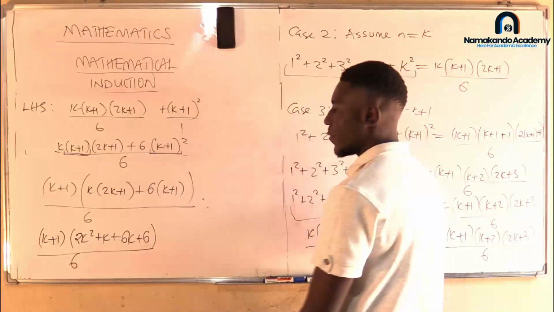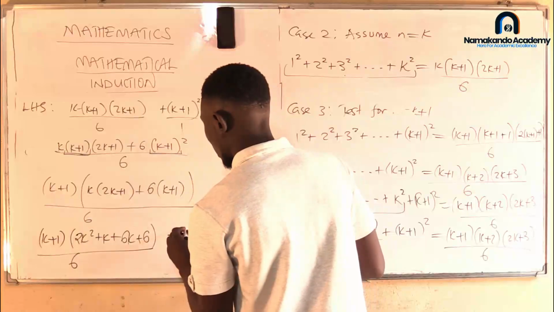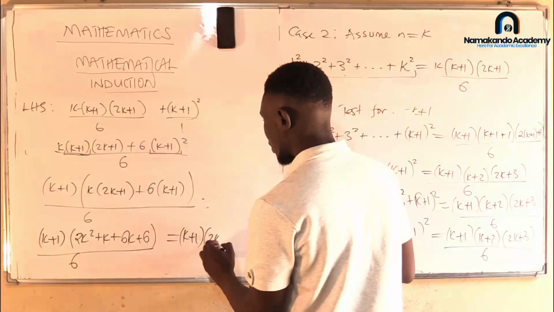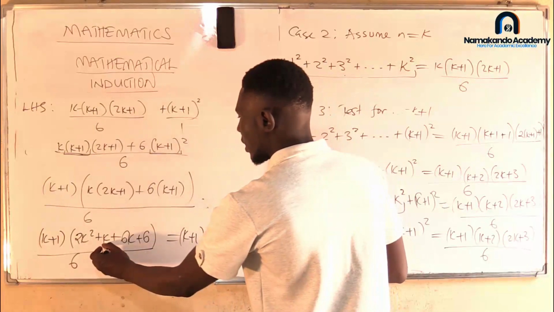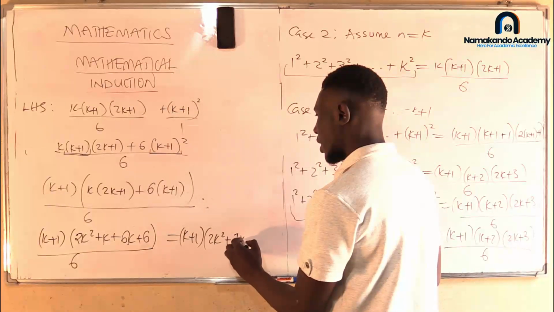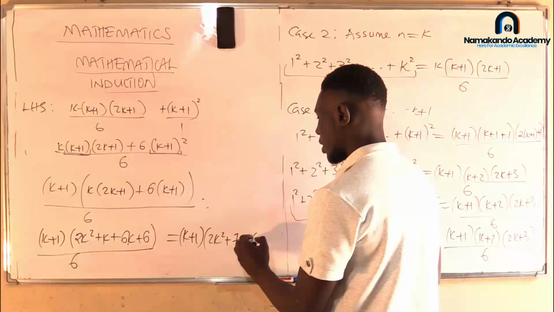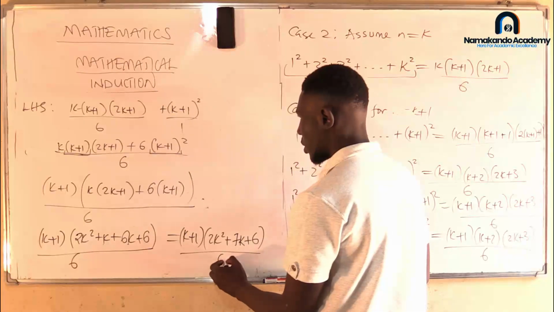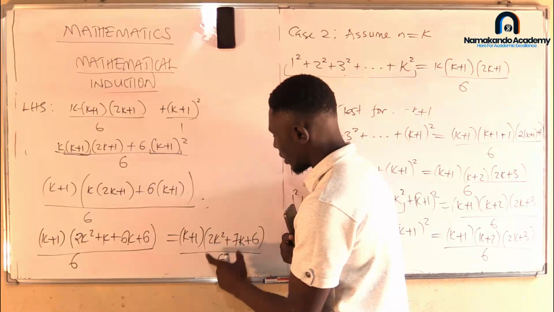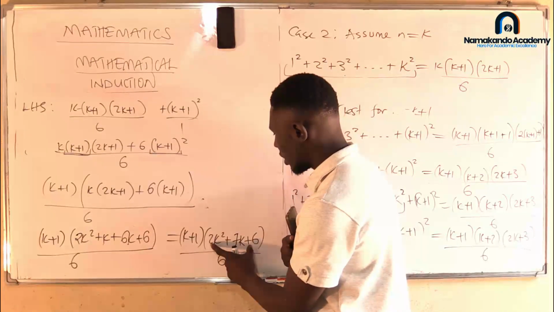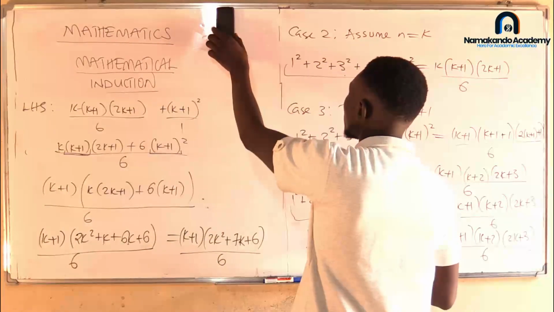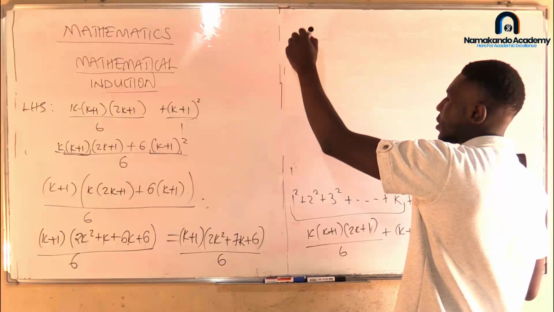Okay, so what we have next is, this is k plus 1 in brackets, then we have 2k squared plus this k and the 6k put together, giving us 7k, then plus 6, all over 6. Now this part we have can be simplified. Being a quadratic expression, in this case we're going to factorize. So what we have is this.